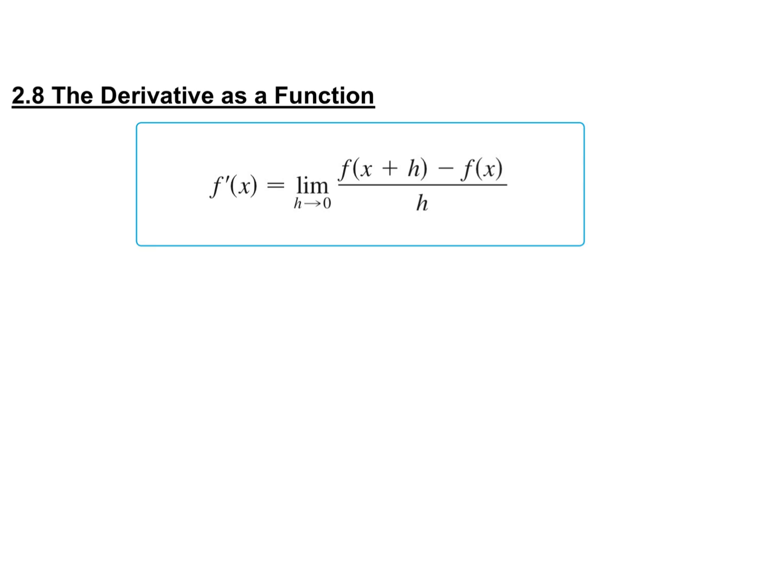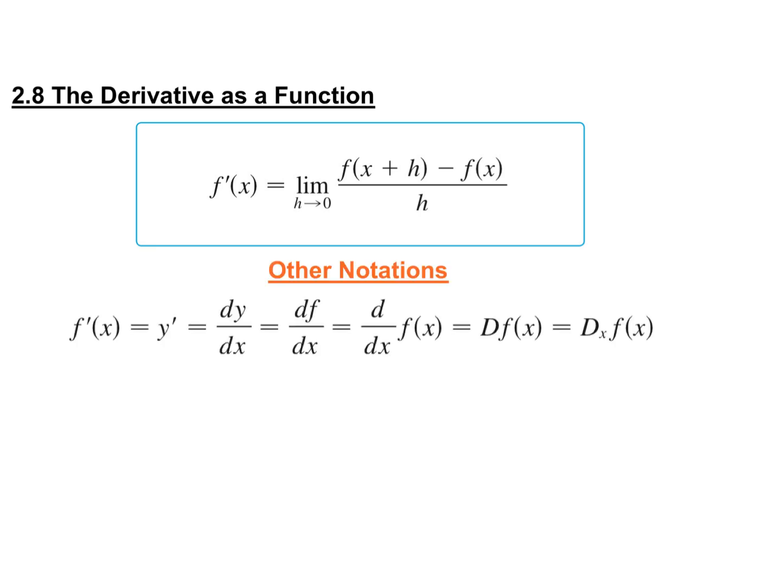Okay, we know the traditional definition of the derivative, right? We've been working with that, and that is here. And this was one way to indicate it. f prime of x is the way we said it. f prime of x, that is the derivative, right? As you can see on your screen, there are other notations that all mean the same thing.